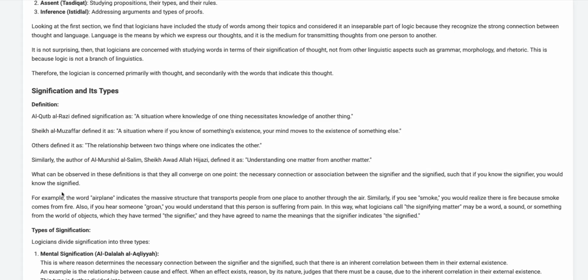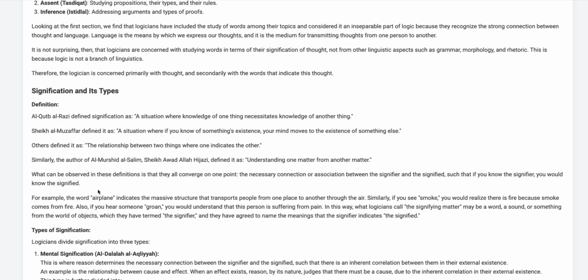What can be observed in these definitions is that they all converge on one point, which is the necessary connection, that contingency that I talked about, or association between the signifier and the signified, the dalil and the madlul, such that if you know the signifier, the dalil, you would know the madlul. If you knew it correctly, you need to add that in there as a qualifier.